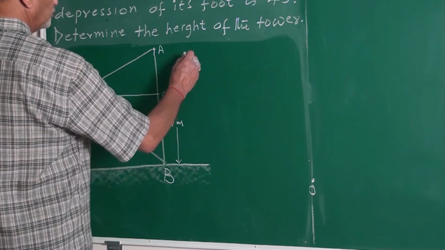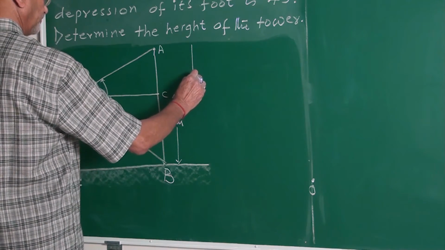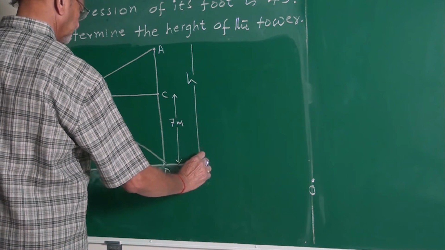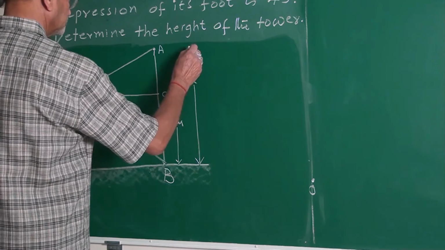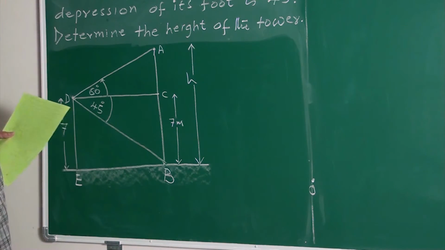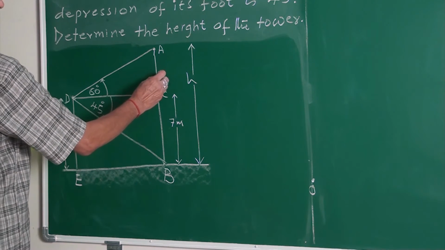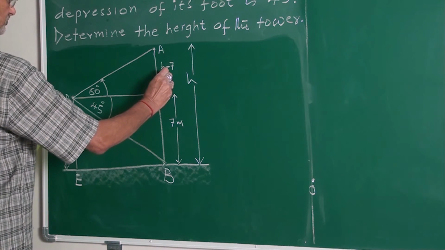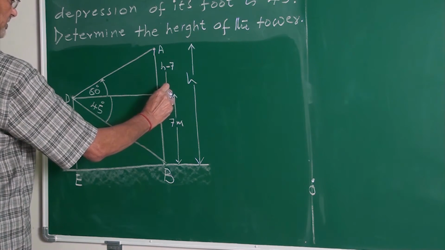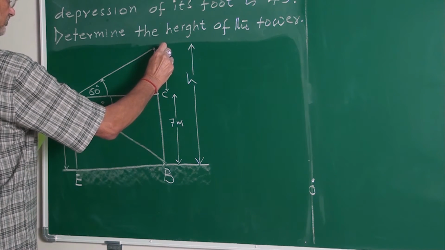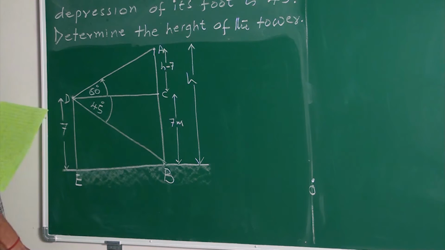We wanted this total height, my friends. This total height, you take h. When this part is 7, what is this height? This is h minus 7.